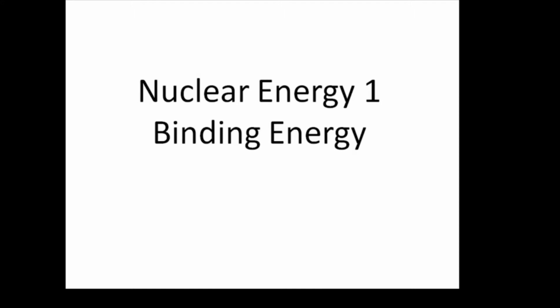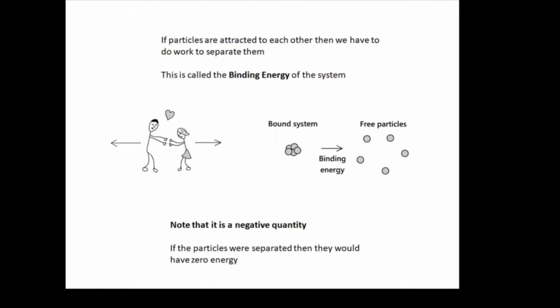Nuclear energy, one: binding energy. So, the first video about nuclear energy. Now, if particles are attracted to each other, for example, just a proton and an electron, or particles in a nucleus, then they are in a bound system, and to separate them you would have to do work, and the work you would have to do is called the binding energy of the system.